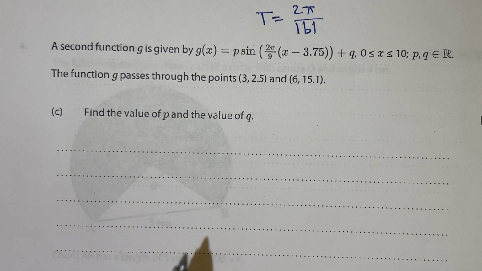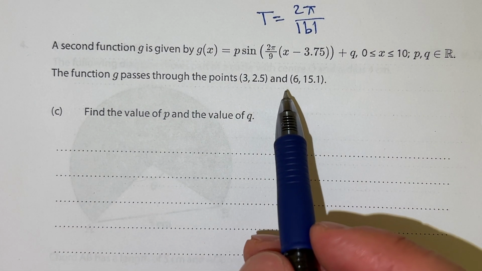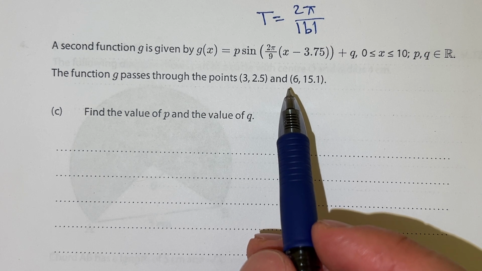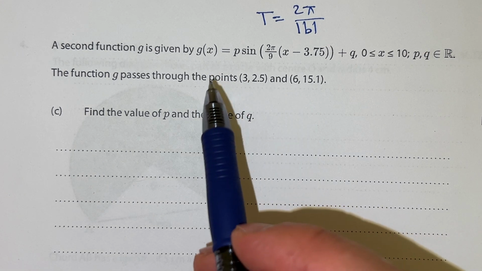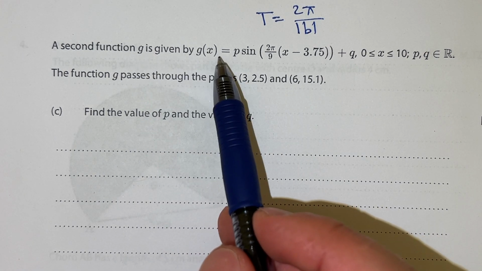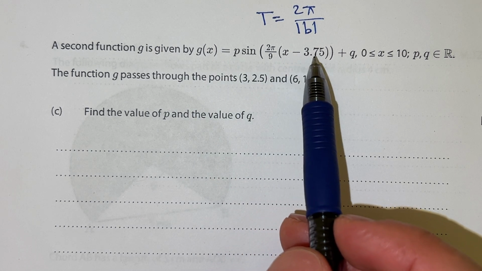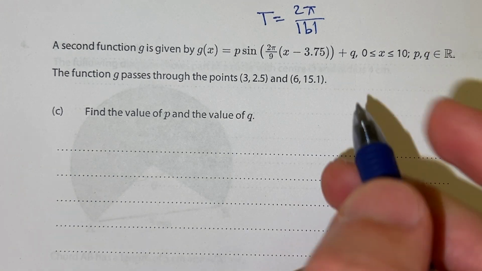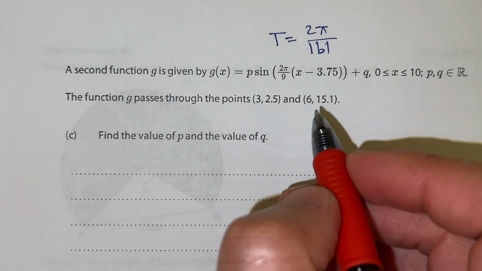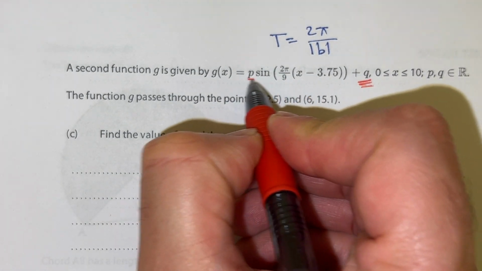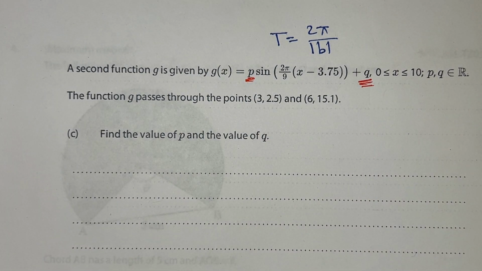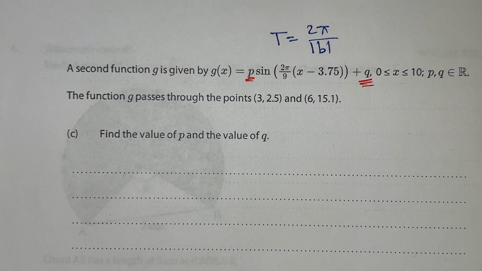They said in this question, this is an IB question, it can come in a grade 12 test for math HL and SL. So the function g(x) is p times sine (2 pi over 9)(x minus 3.75) plus q. So obviously I need to find q and p. That means I have two variables, so I need two equations, always. The number of equations should equal the number of variables.